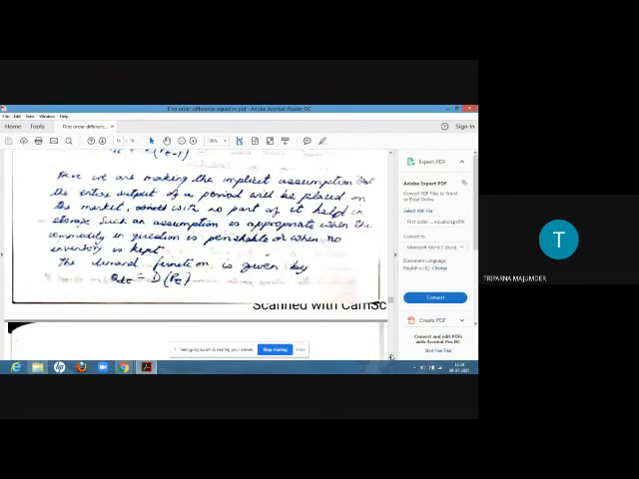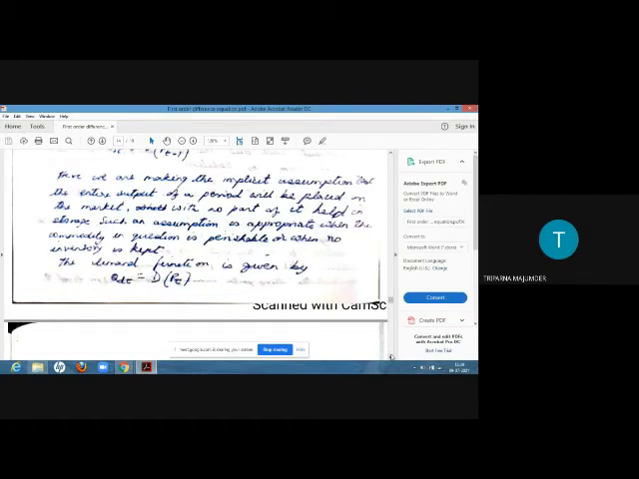Here we are making the implicit assumption that the entire output of a period will be placed on the market with no part of it held in storage. Such an assumption is appropriate when the commodity in question is perishable or when no inventory is kept. That is, the entire output is brought to the market for sale.